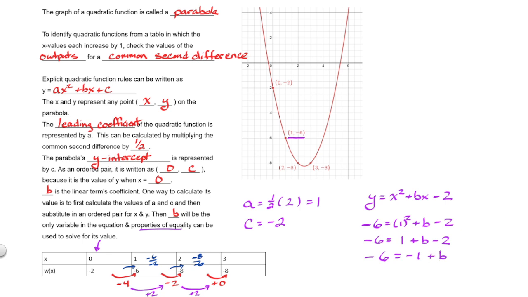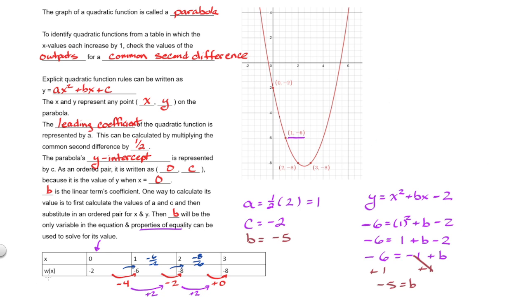I can then add 1 to this side to cancel out that. Add 1 to this side to maintain balance. I get -5 is equal to b. So b equals -5.